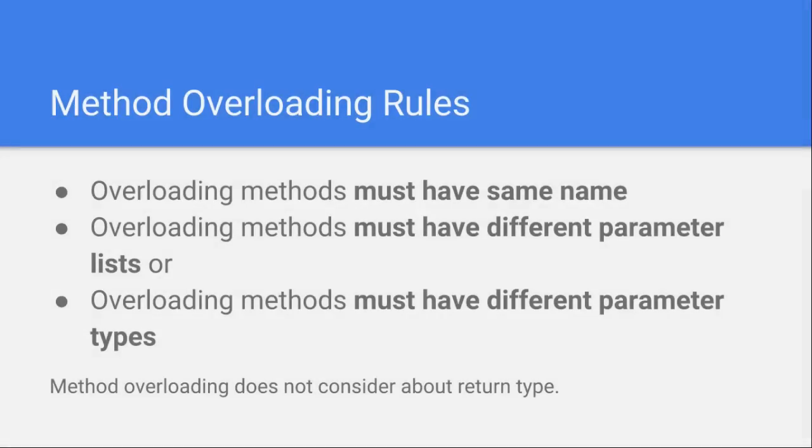Method overloading rules. First, overloading methods must have the same name. Second, overloading methods must have a different parameter list, or overloading methods must have different parameter types. Method overloading does not consider the return type.